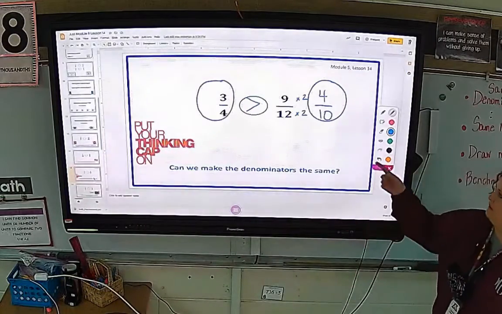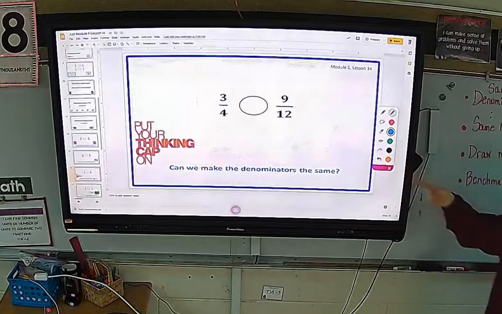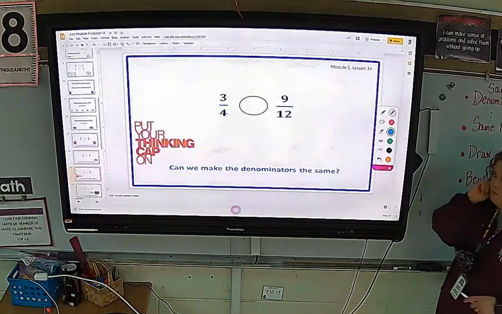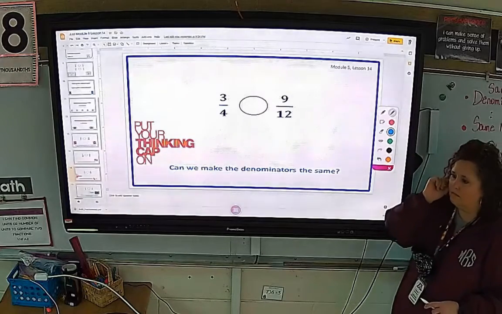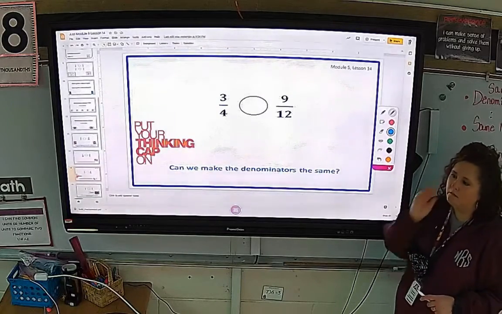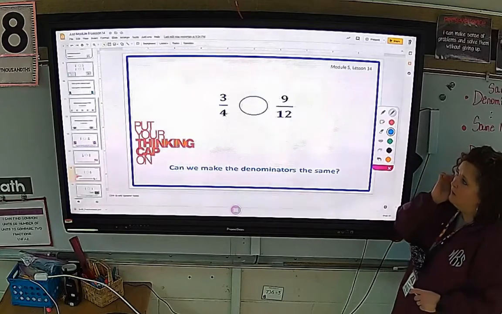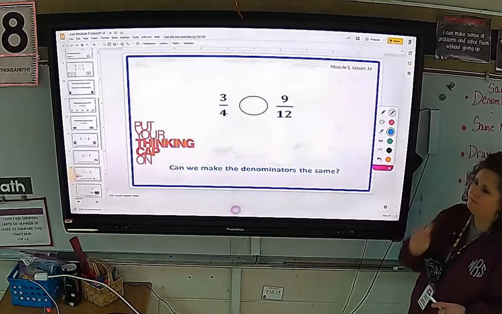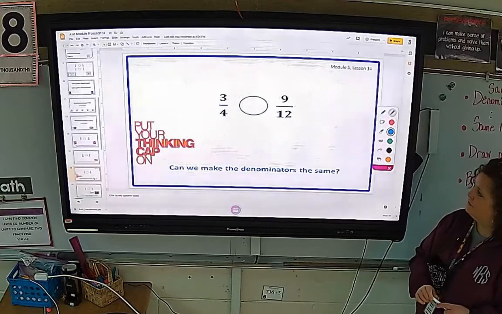Is there a way to make those two denominators the same? Okay. Martin, what are you thinking? You can make the denominator and the numerator the same. Well, right now let's just answer this question about the denominator. You can multiply 4 by 3.